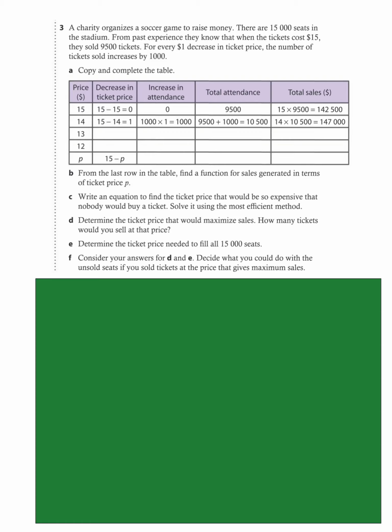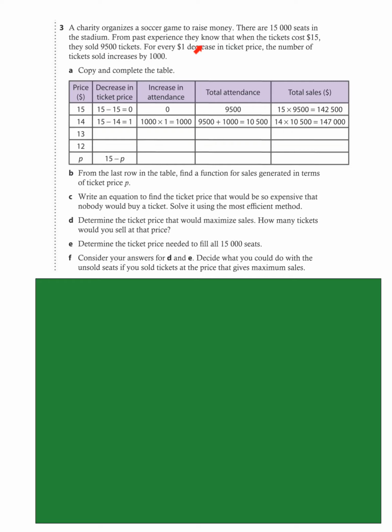Let's have a look at question 3. It's practice 8, page 436. A charity organises a soccer game to raise money. There are 15,000 seats in the stadium. From past experience, they know that when the tickets cost $15, they sold 9,500. For every $1 decrease in ticket price, the number of tickets sold increases by 1,000.